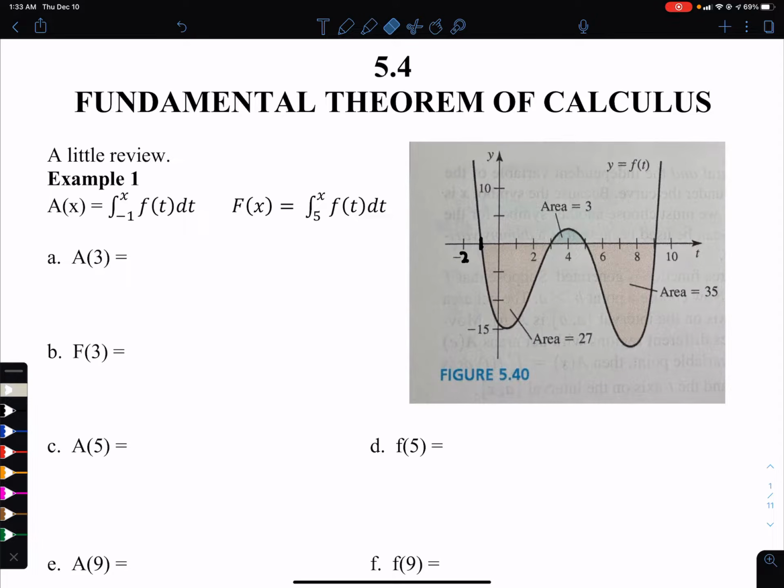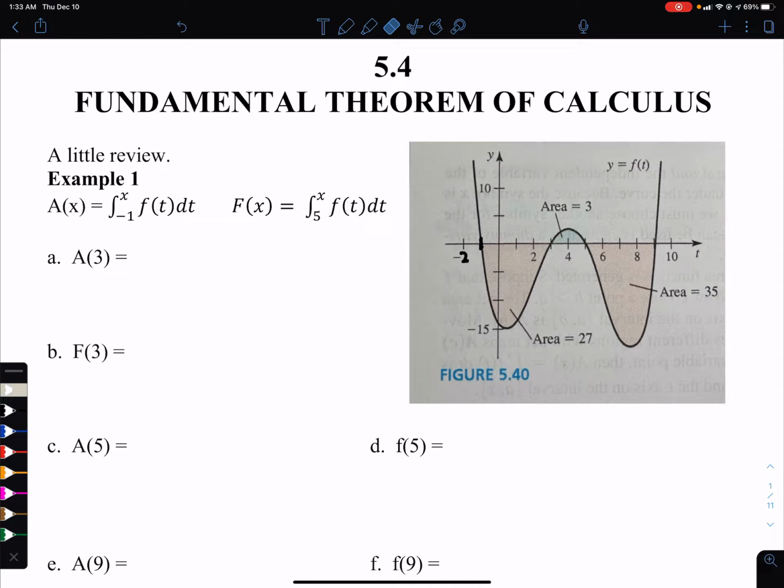This is section 5.4, the fundamental theorem of calculus. This theorem is probably used more than any other theorem on all of the AP tests, on both the FRQ and the multiple choice. So make sure you understand this. Make sure that all the little details make sense to you.